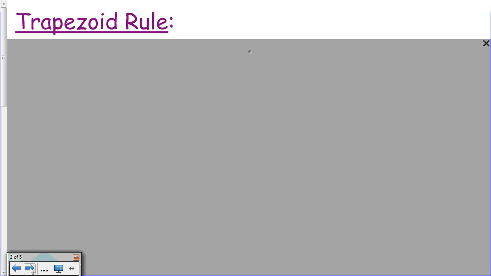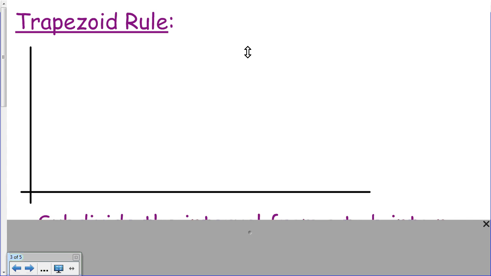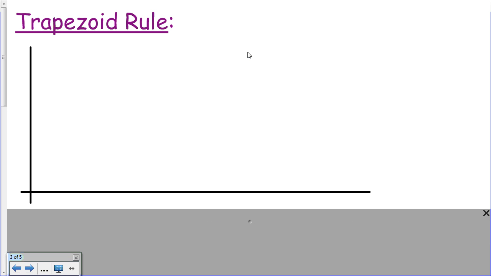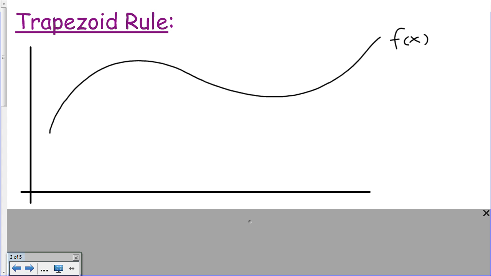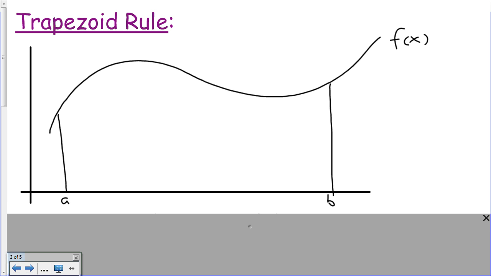So here's our trapezoid rule, and actually I'm going to sketch a function here for us to work with. It really doesn't matter what function you have, but I'm going to sketch one that's got a little bit of a curve to it, though it really doesn't matter if it's got a curve or not. I'm going to say that this over here is A. That'll be our starting point. We'll say that this over here is B. That's our ending point. And our goal, of course, is to calculate the definite integral, which is the signed area between our function and the x-axis.